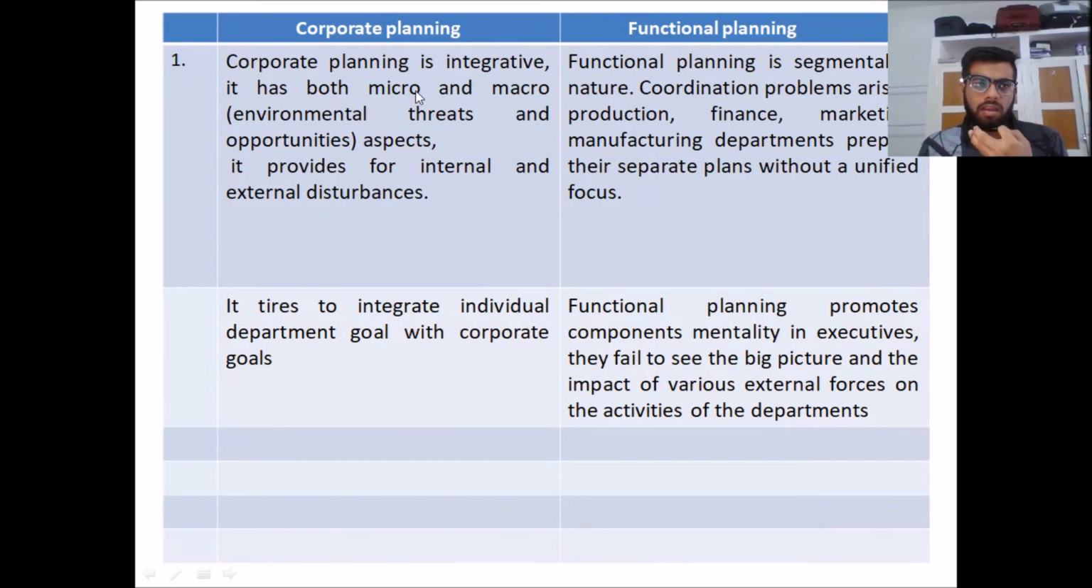Corporate planning is basically the top level of the hierarchy. All right. Whereas functional planning refers to the various departments, such as finance, marketing, and others. So functional is the departmental side of planning, and corporate planning is the hierarchical planning.